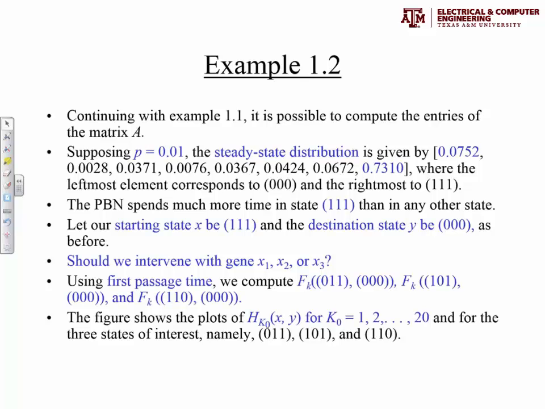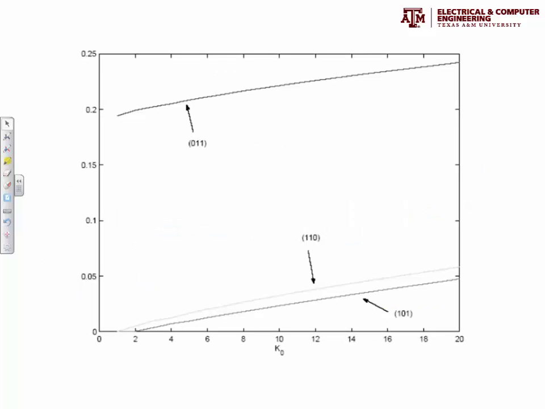For the 3 states of interest, namely 0, 1, 1, 1, 0, 1, and 1, 1, 0, the plot is given, so you can do the computations. Do it on the computer, run your simulation, and the plot looks like this. This is what the sum of the probabilities looks like. If you flip the middle one, it's 1, 0, 1; flip the last one, it's this line; and if you flip the first one, it's this line.